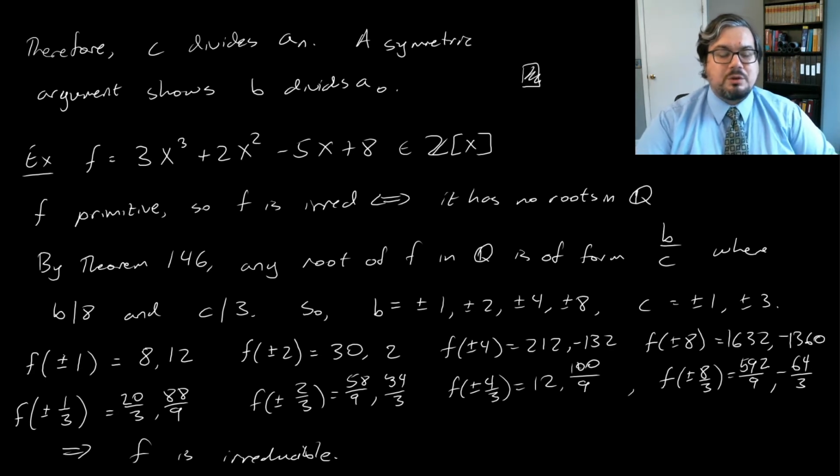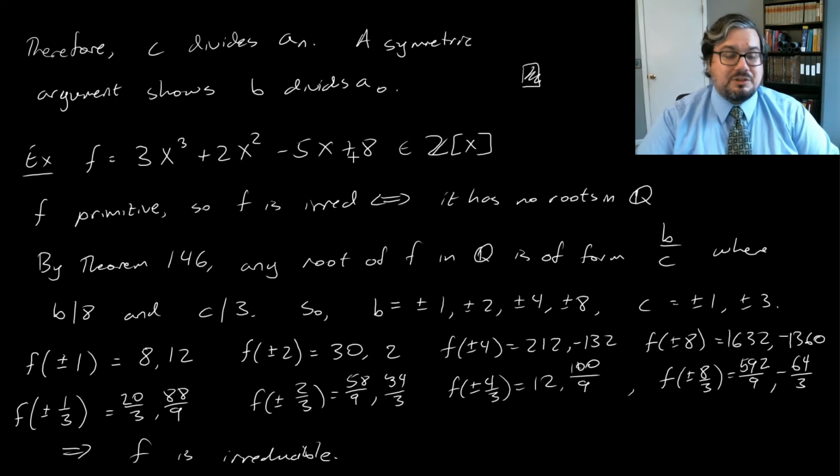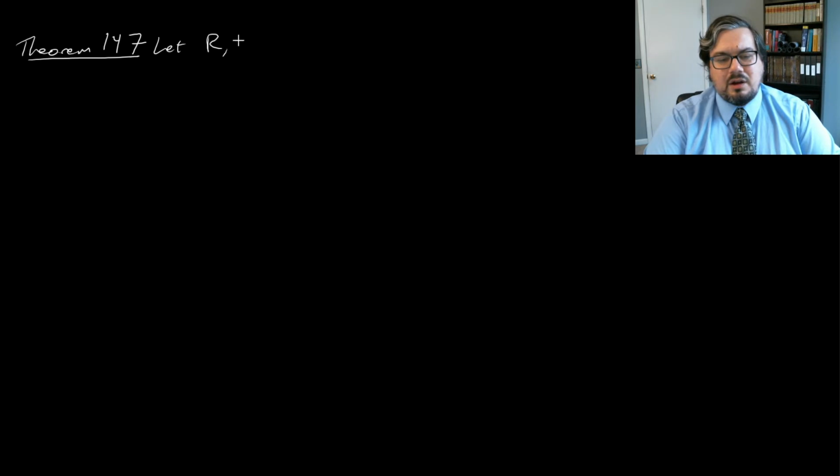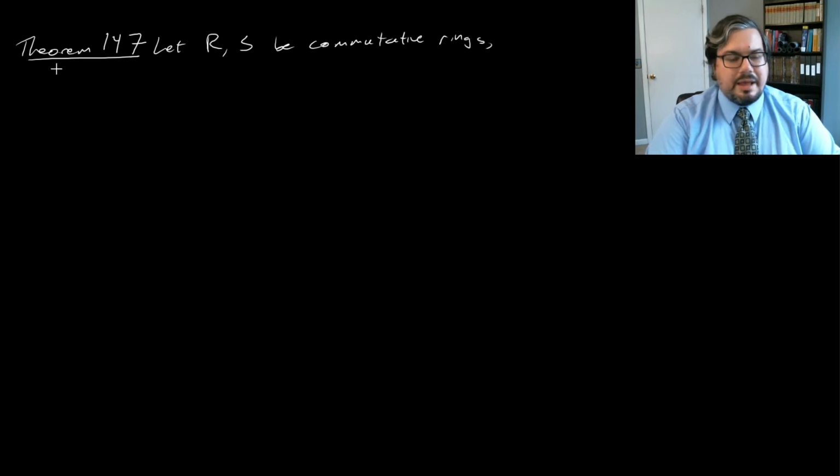So we want a sort of general idea of what it means to change the coefficient ring of a polynomial, which is going to be built using ring homomorphisms. Theorem 147 gives us the framework that we need. So let's let R and S be commutative rings, and let's let phi from R to S be a ring homomorphism.